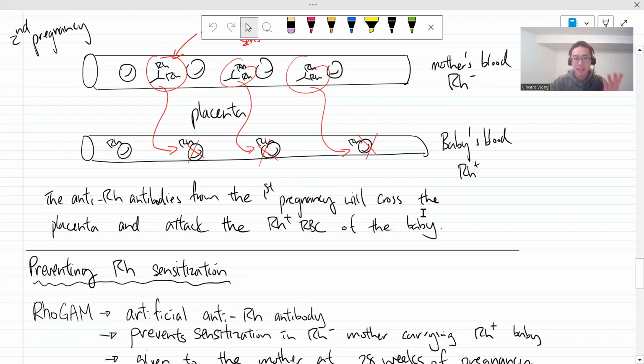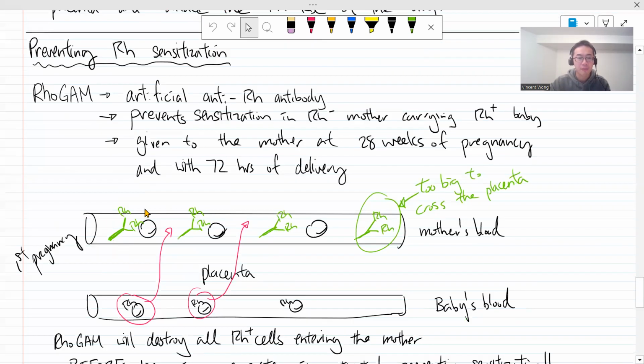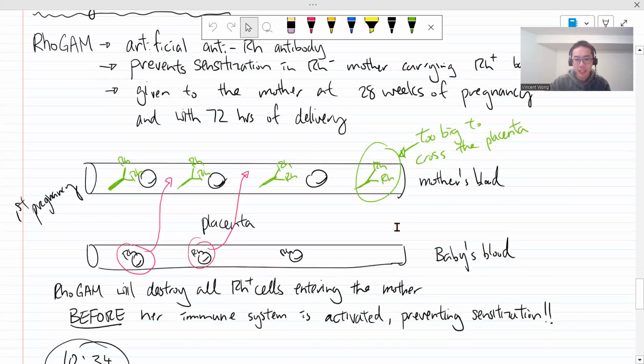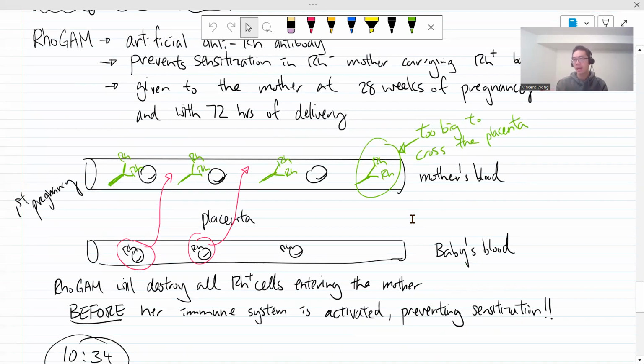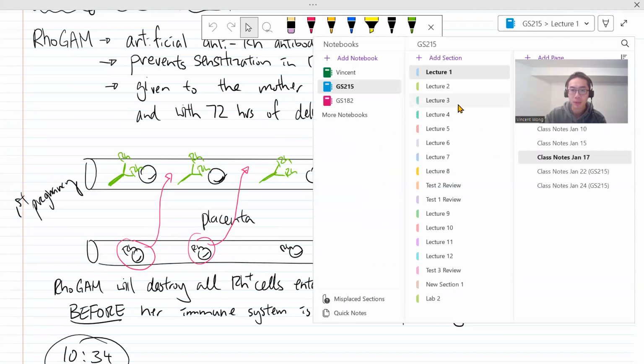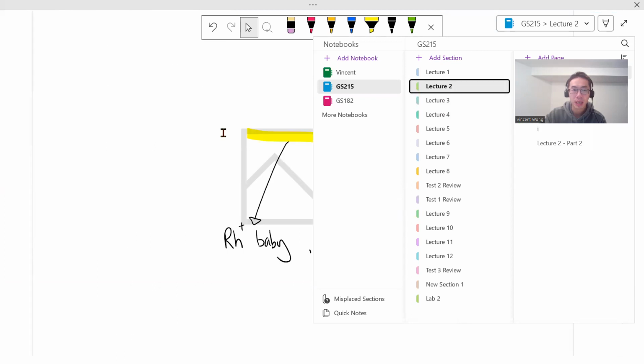So to prevent sensitization from happening, you can give ROGAM, which are these green antibodies. They are man-made, they're really big, and the job is to prevent sensitization from happening. If the baby's positive cells made it into the mother's bloodstream, the ROGAM will clear all of it before her immune system is activated. That's the job of ROGAM. So back to our question here.